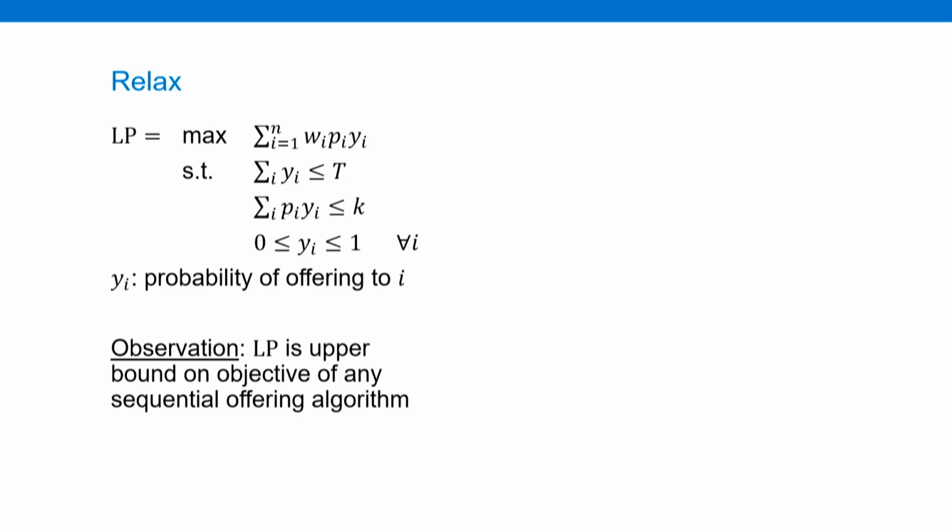That's usually the first proof you write when you do a proof like this. You show that this LP is an upper bound on any actual algorithm. So if you can get, say, a half of the value of the LP, you get at least a half of the value of the best algorithm. OK, so that's the relaxation step.